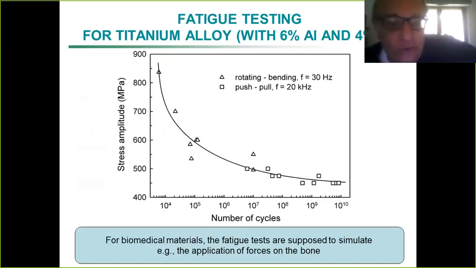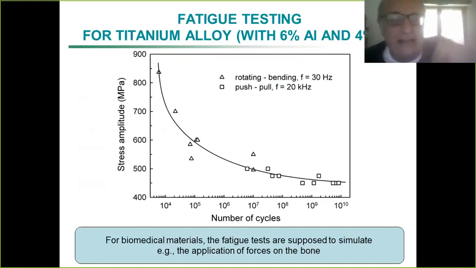So you have the so-called S-N curves for titanium 6Al-4V, and in practical terms, you can see that as the stresses go down, the cycles go up. So this is basically the stress amplitude at which the material breaks by fatigue.